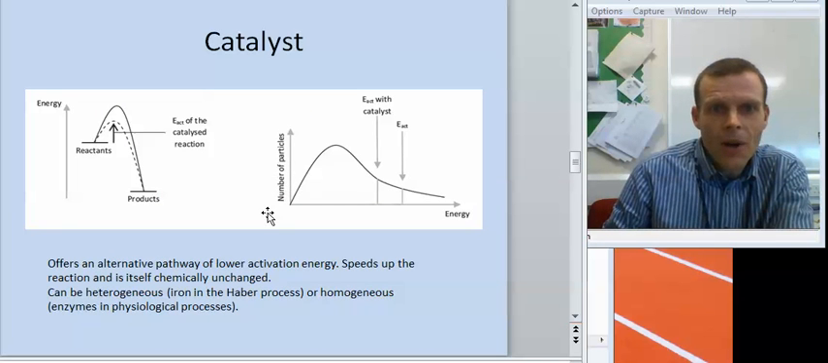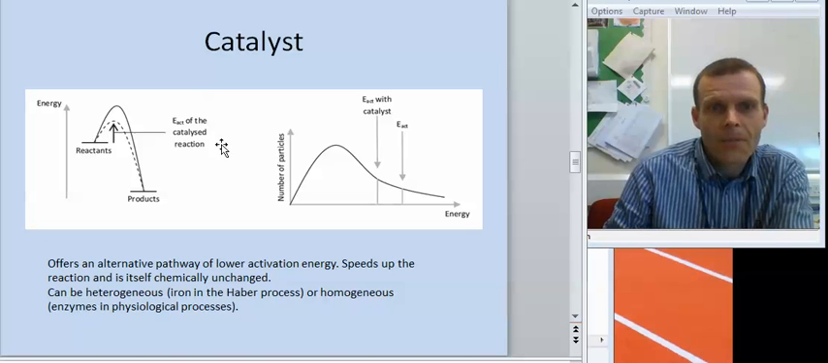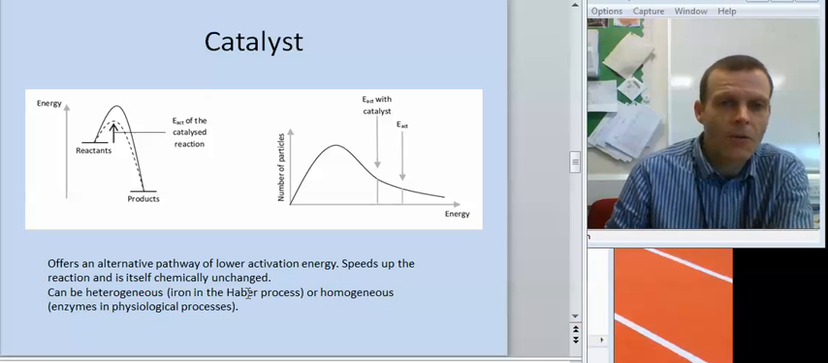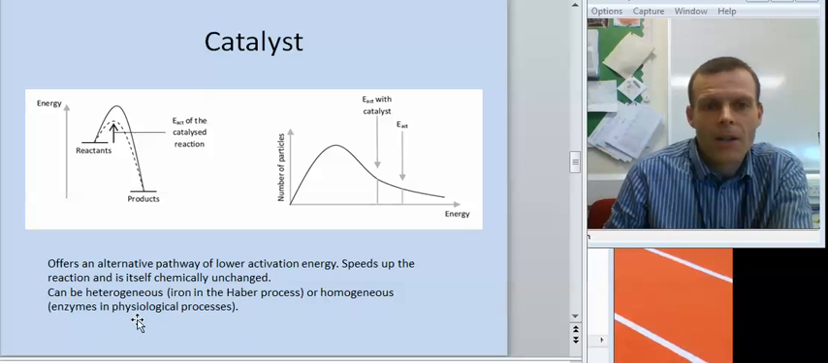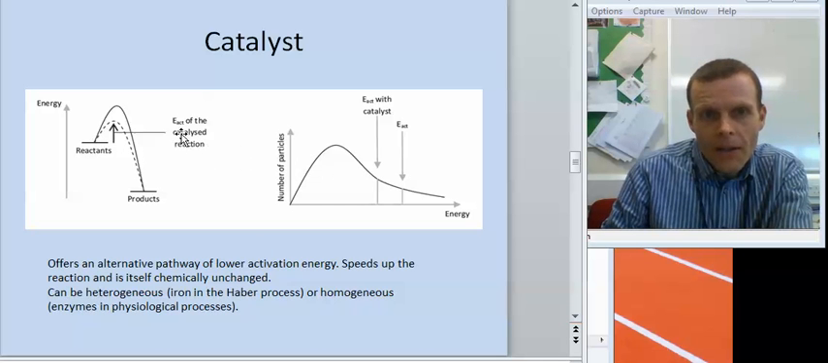Catalysts, the fourth way in which we can alter these reaction kinetics. Catalysts act by providing an alternative pathway for a reaction to occur. They can be heterogeneous, in a different phase. So the iron in the Haber process, nitrogen and hydrogen gas reacting to form ammonia, uses solid iron in there. Or it could be homogeneous, in the same phase, and enzymes in the body would be an example of that. But what you can see is that my activation energy is lowered by the presence of this catalyst, and you can see that in both these diagrams here.